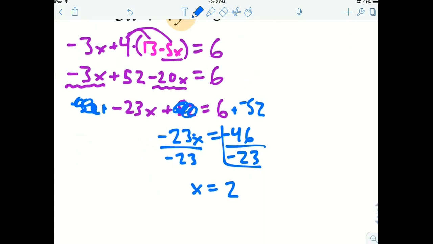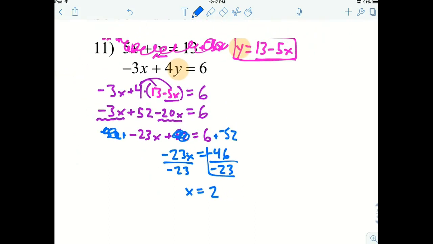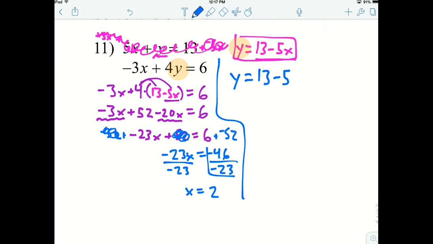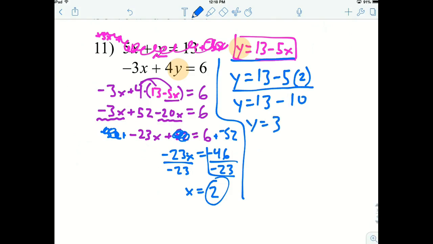Now, to take advantage of the fact that we have already gotten y alone, we can plug it into that equation right there to solve for y. So maybe draw a little line here. Y is equal to 13 minus 5 times what we know to be x, and that is 2. So I just rewrote exactly what I have above here, except I replaced x with a 2 because we know that x is 2. Y is equal to 13 minus 5 times 2, which is 10. So y is equal to 3.